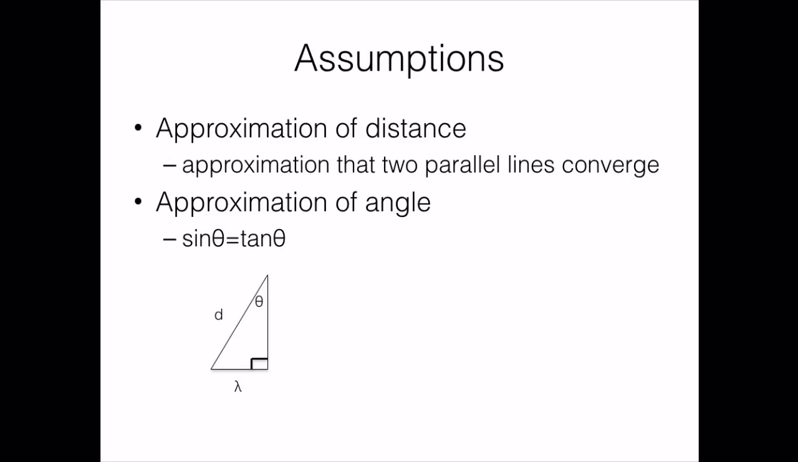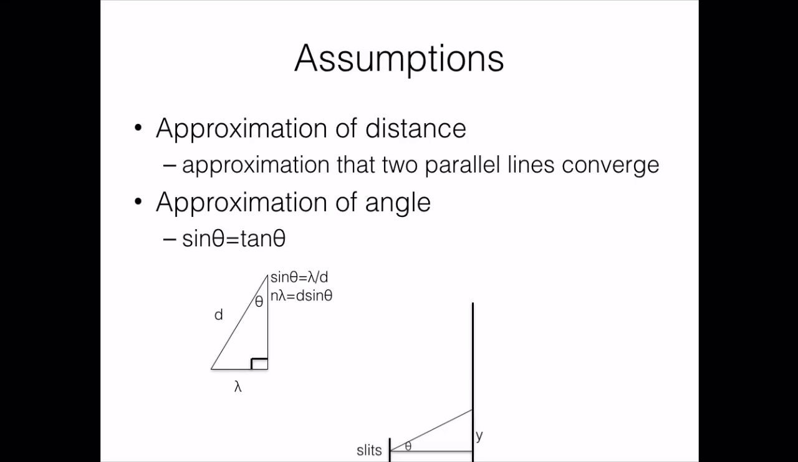We know that sine is equal to opposite over hypotenuse, so we could say that wavelength over distance is equal to sine theta. We know that n is the order of the bright spot, so we could also say that n lambda equals d sine theta.